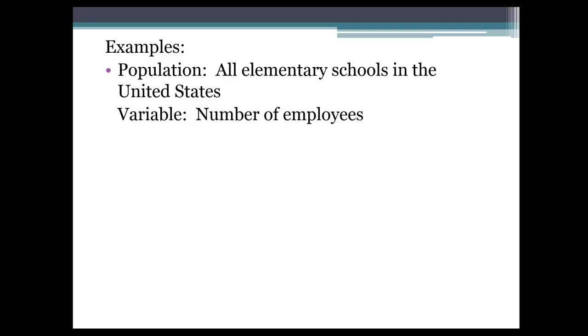And these are some examples. A population might consist of all elementary schools in the United States. And the variable that we might be looking at for that population is the number of employees who work at that elementary school. So each line of the data, each observation is an elementary school.